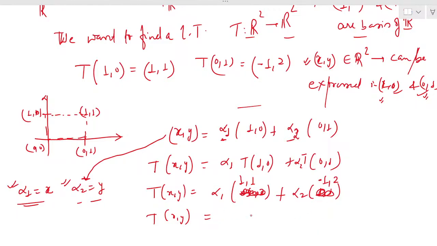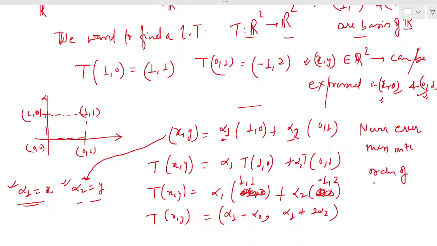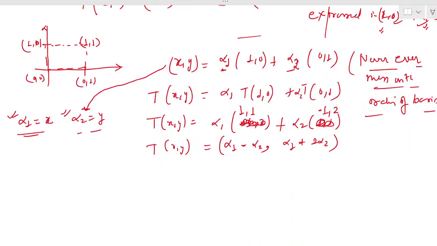I'll get alpha 1 minus alpha 2 here, comma, and alpha 1 plus 2 alpha 2. Remember, never ever mess up with the order of the basis. Whenever you are addressing a transformation from one basis set to another, never mess with the order of the basis. I probably forgot to write this ordered basis, but right now just remember. If you do that, the answers are going to be completely messed up.